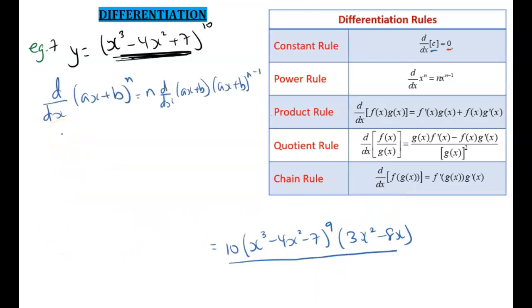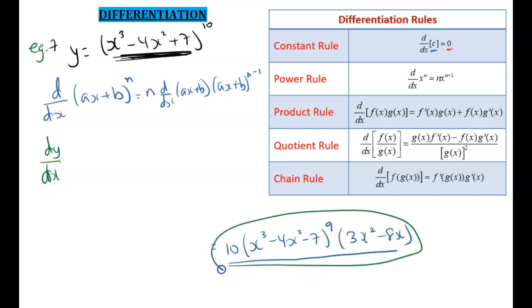It would work out to be dy/dx. Now I'm trying to see if I can get the same answer here. It would actually be n. What is my n? My n is 10, multiplied by the differential of the expression, which is the differential of the inside here, which will actually be 3x squared minus 8x. So I've covered this piece and I've covered this piece.